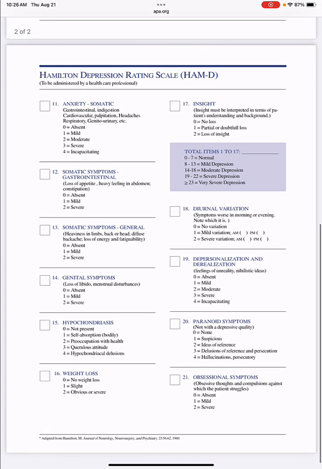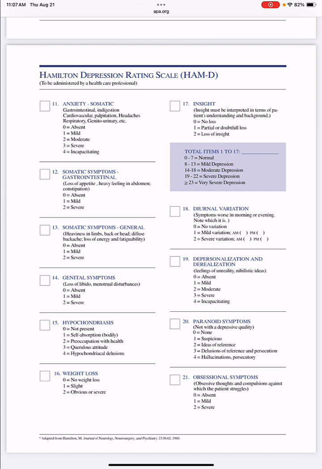Moving on to number 11, somatic symptoms, so having GI, indigestion, cardiovascular, palpitation, headaches, respiratory, again, rating from 0 all the way to 4, being incapacitating. Moving on with more somatic symptoms, so loss of appetite, heavy feeling in the abdomen or constipation. Continuing with somatic symptoms, having heaviness in limbs, back or head, diffuse headache, backache, loss of energy, and fatigability. Having genital symptoms, so loss of libido, menstrual disturbances, again, rating between a 0 and a 2 for severe.